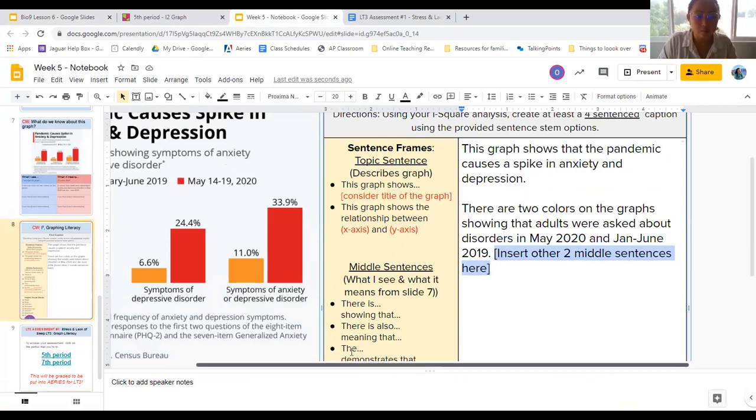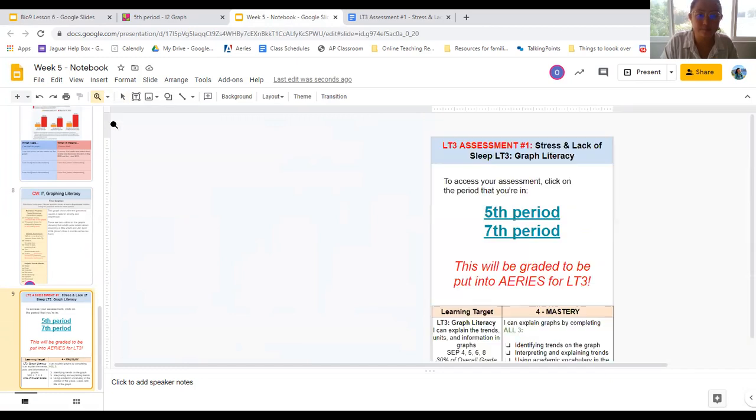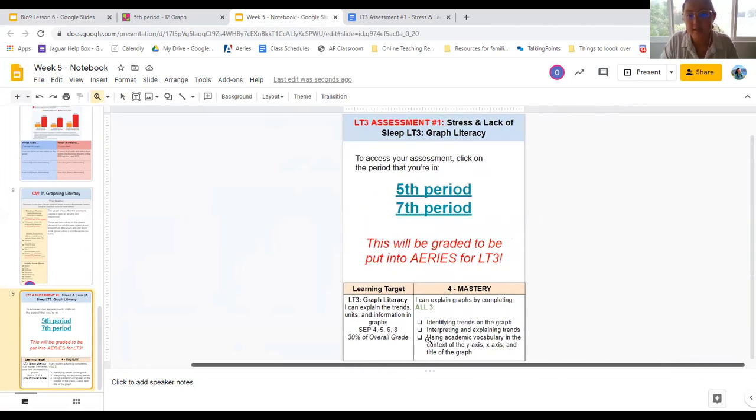Now, the homework is in slide 9. So in slide 9, let me zoom out. So in slide 9, I want you to practice your LT3. So I'm giving you an assessment. And so I don't want you to freak out when I say the word assessment. Like, yes, assessment means test, but it's take home.